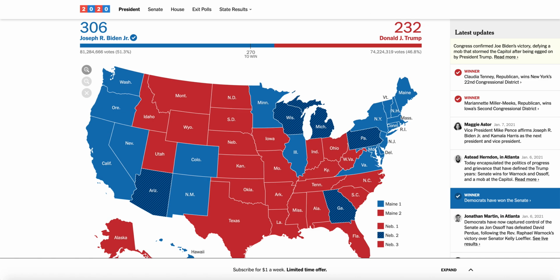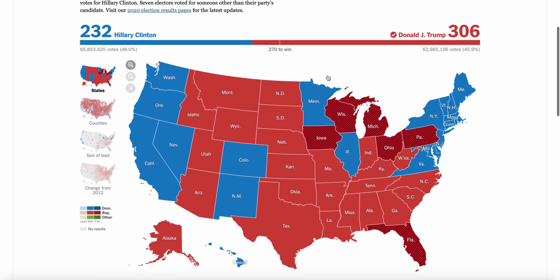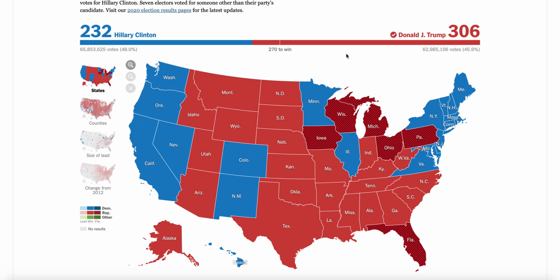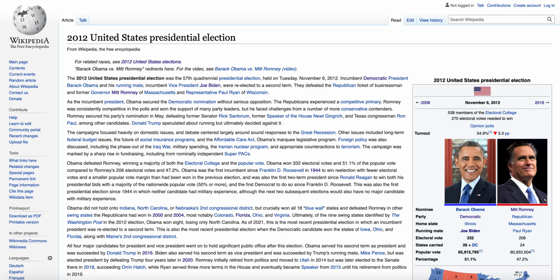Now in 2016, Donald Trump also won 306 electoral votes. 5 states flipped in 2020 from the Donald Trump column. That was Arizona, Wisconsin, Michigan, Pennsylvania, and Georgia. In 2016, I believe it was not 5 states, actually 6 states that flipped: Iowa, Wisconsin, Michigan, Ohio, Pennsylvania, and Florida. 6 states that went to Barack Obama in the 2012 presidential election.